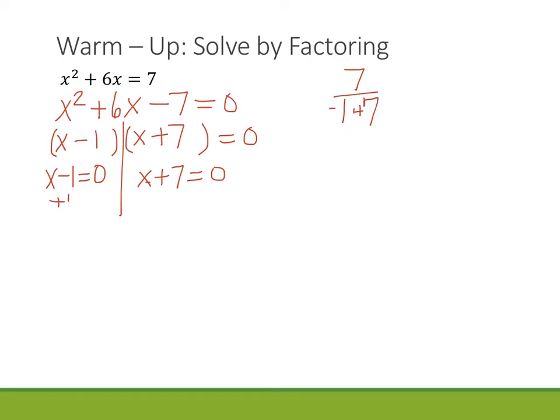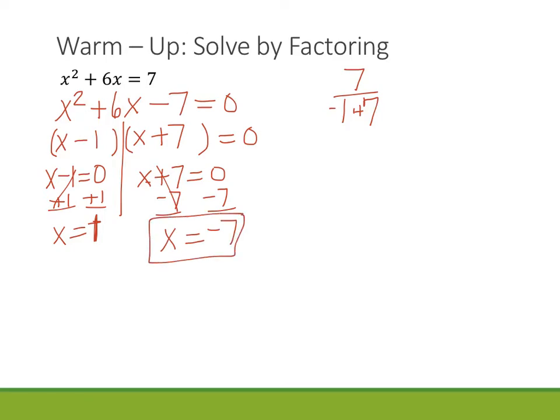And then if I add 1 to both sides here, x is equal to 1. And if I subtract 7 from both sides here, x equals -7. So notice that I get the same solutions when I factor as I did when I graphed.